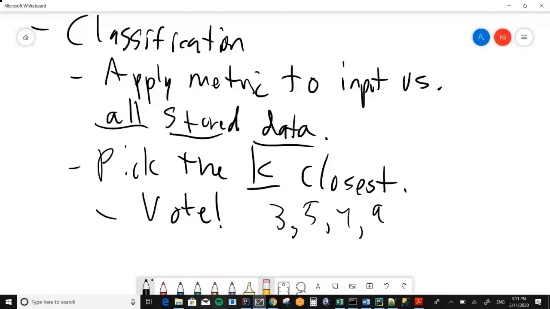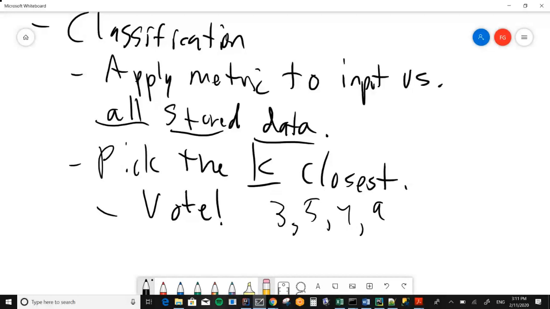So everybody with me so far? If everybody's with me up to here, I'll start talking about distance metrics. Okay. So distance metrics.